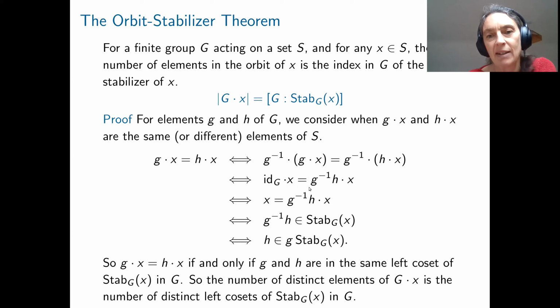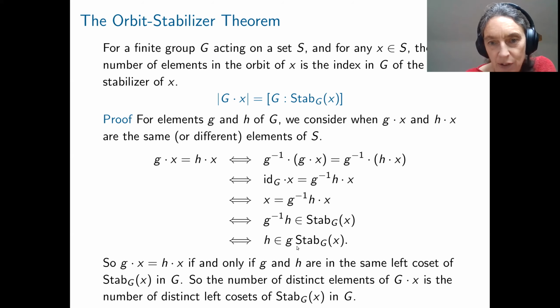So we're saying identity applied to X is the same as G inverse H applied to X, if G.X and H.X are the same. The identity element applied to X is X. So this is saying that X is left alone by the application of the element G inverse H, which says exactly that G inverse H belongs to the stabilizer of X. So multiply both sides of that by G on the left, and we're saying H is G times something in the stabilizer, which is exactly saying that H belongs to the left coset of the stabilizer of X, determined by G.